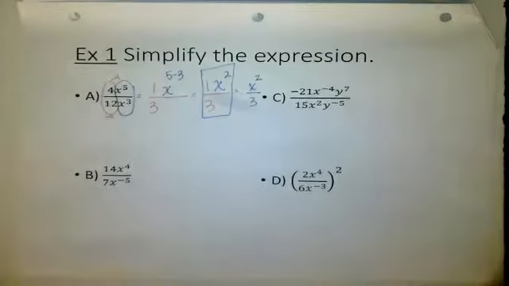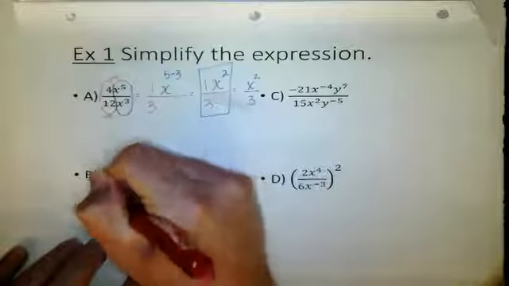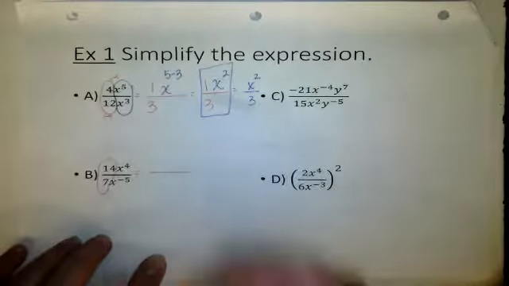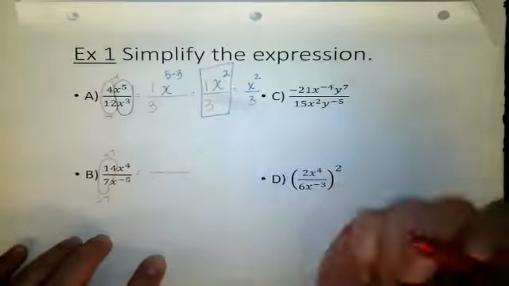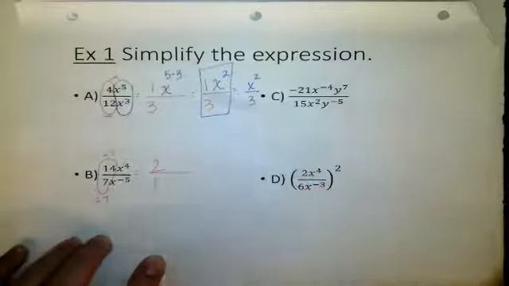Super. Letter B. 14x to the 4th over 7x to the negative 5. So I'm going to keep a fraction, and I have numbers here. I have 14 over 7. What can I do with 14 over 7? What can I divide by? 7. Sure, divide by 7. So 14 divided by 7? 2. 7 divided by 7? 1.